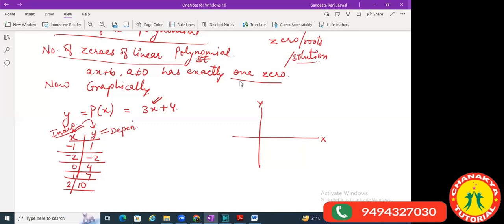Now I have here, this side is the positive x-axis. This side is my negative x-axis.